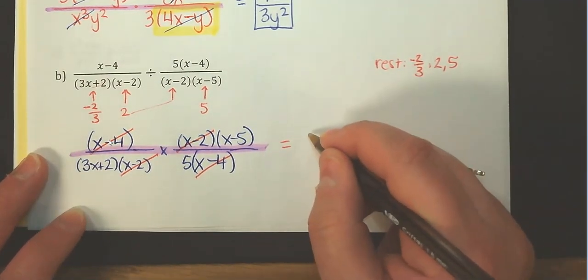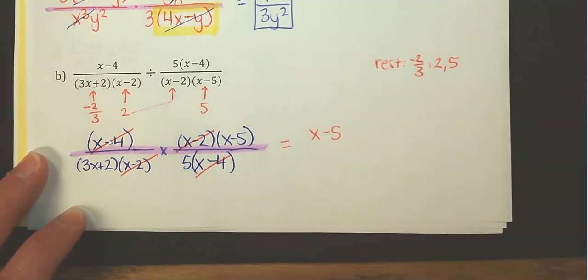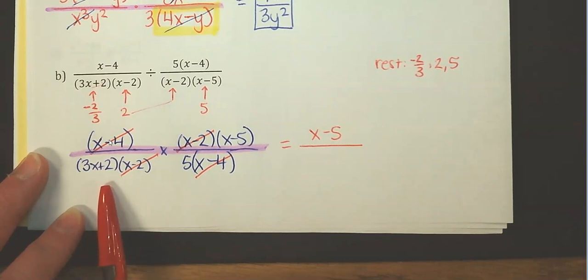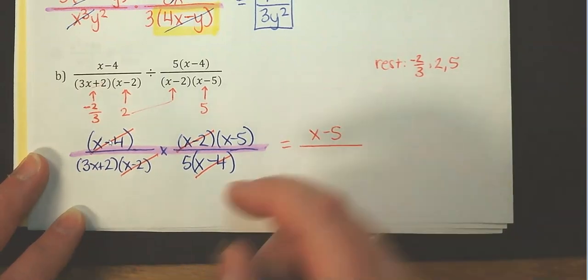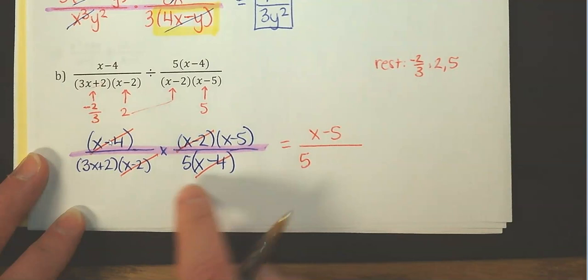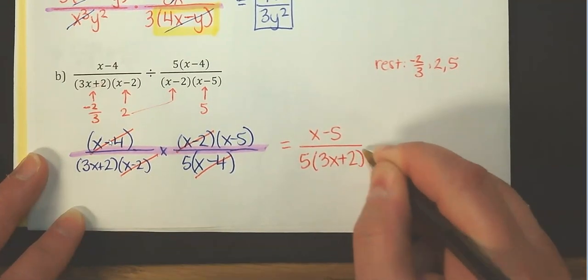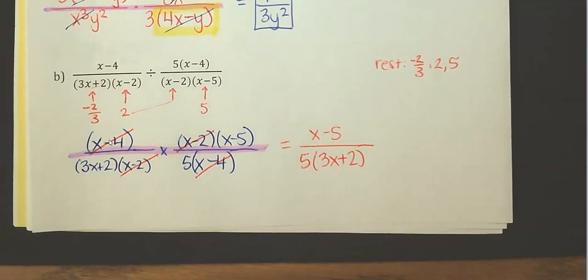On the top, I have x minus 5. You can write it like that. You could put parentheses around it. It's up to you. On the bottom, don't need to multiply this out. I do have a 5, and I do have a 3x plus 2. So I would want to put parentheses around the 3x plus 2. If you want to multiply that and write 15x plus 10, that's okay, but you can just leave it in factor form if you want to just save some time.